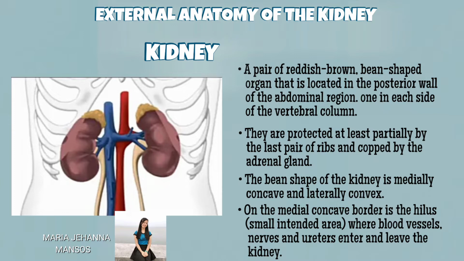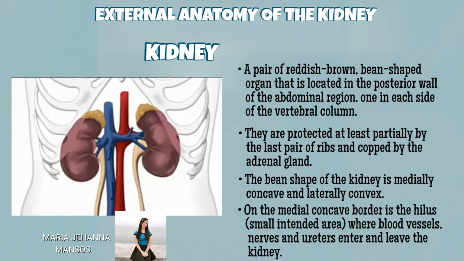So what is the kidney? Kidney is a pair of reddish-brown bean-shaped organs that is located in the posterior wall of the abdominal region, one on each side of the vertebral column. So they are protected at least partially by the last pair of ribs and capped by the adrenal gland. The bean shape of the kidney is medially concave and laterally convex. On the medial concave border is the hilus, which is a small indented area where blood vessels, nerves, and ureters enter and leave the kidney.